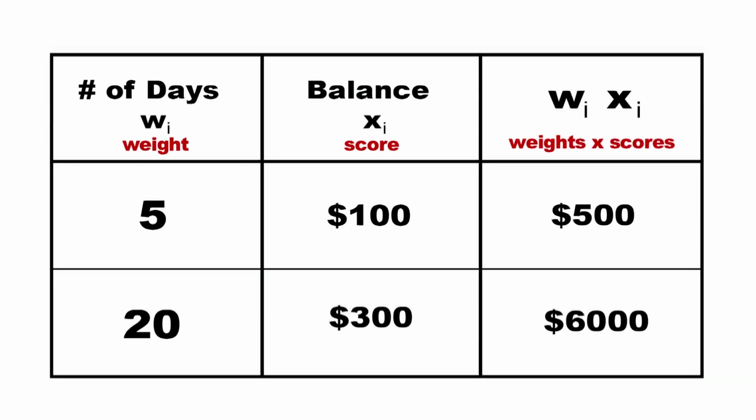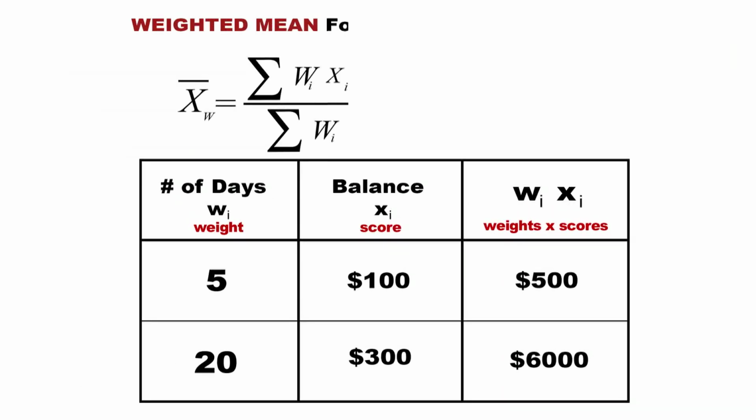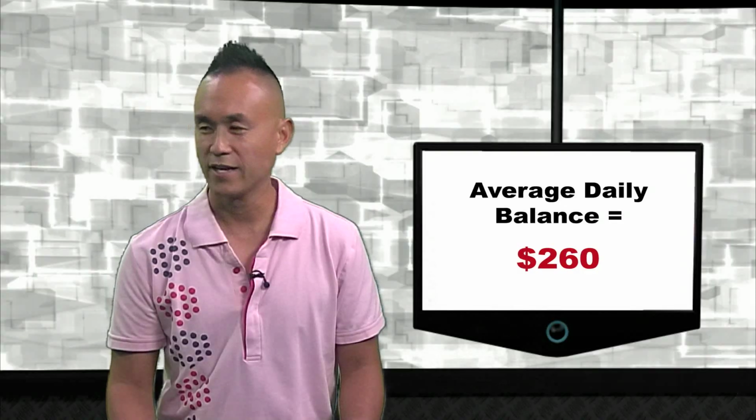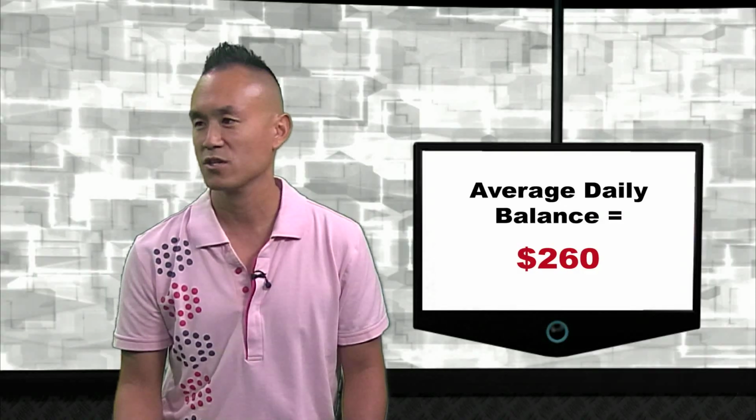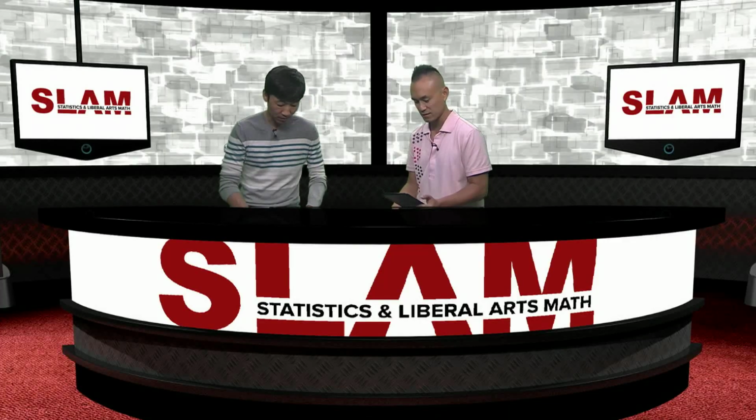So then the sum of all the weights times the scores is? $6,500. Cool. And what about the denominator? For the denominator, you have to add up all the weights, in this case the number of days. So we counted 25 days, right? Right. So if you put them all together, it's 6,500 over 25. As a result, you get 260. So on average, your balance was $260. Right, because sometimes I owe $100, sometimes I owe $300, and on average, I owe basically $260 every day. Makes a lot of sense.